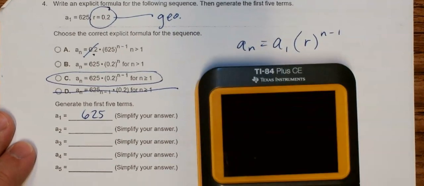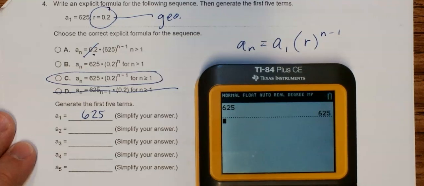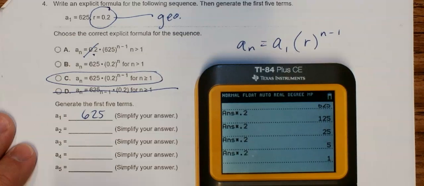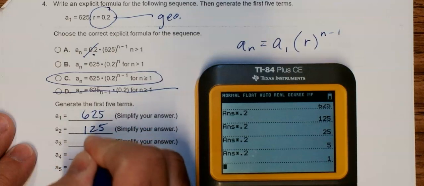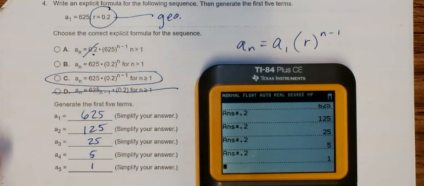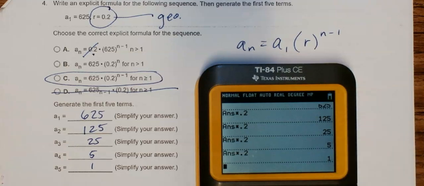And then if you want to find other terms, you could use the strategy we just talked about a minute ago. Enter the first term times 0.2, enter, enter, enter, enter, and that gives me the remaining terms, 125, 25, 5, and 1. So you literally can let the calculator just figure out those numbers for you.